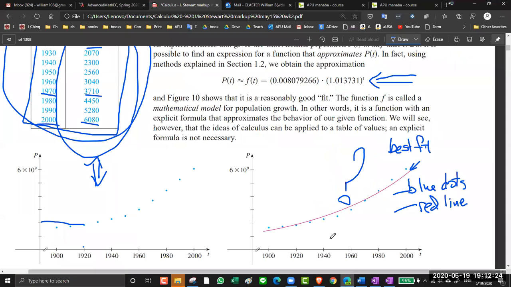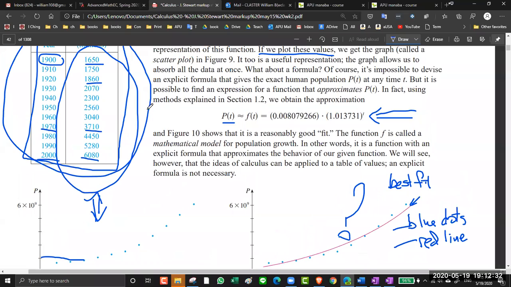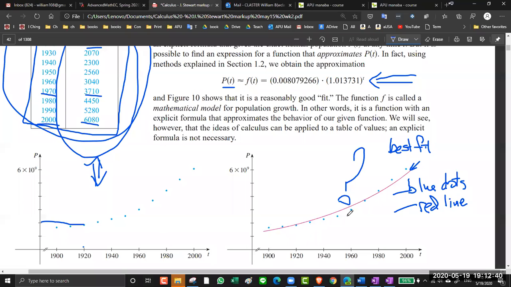Okay, let's go on. So anyway, populations grow exponentially. This is population growth here, and populations grow exponentially, generally speaking. And so they tried to model the actual population growth with this red line, and this red line is an exponential function. Does it fit the blue dots perfectly? No, the red line doesn't fit the blue dots perfectly. It's just a kind of approximation of the blue dots.